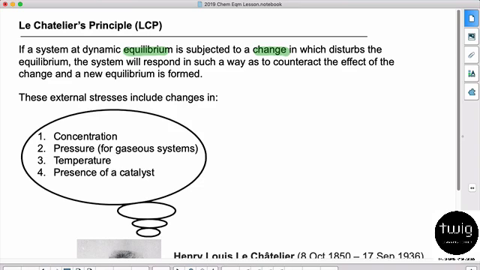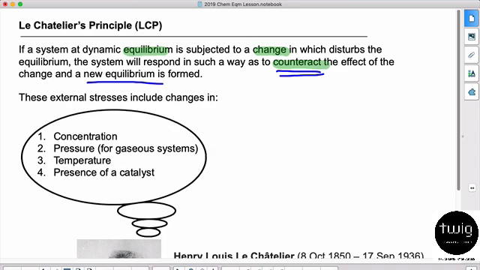So the change will disturb the equilibrium. The system will respond in such a way as to counteract. So it will just counteract the effect. Okay, after you counteract the effect, a new equilibrium will be established. Alright? So let's see how it works. Okay, it's pretty straightforward.